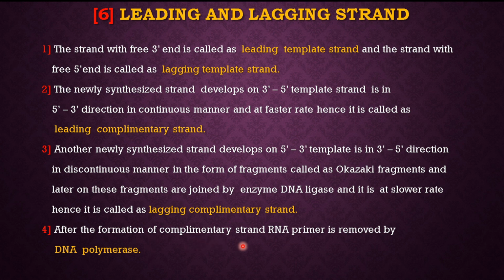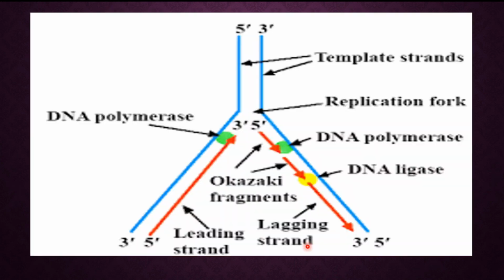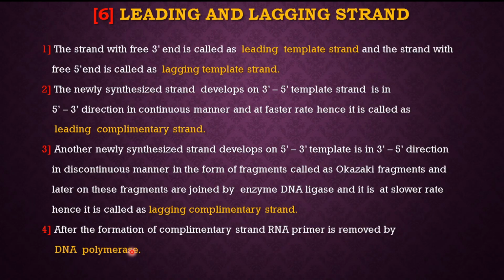After the formation of the complementary strand, the RNA primer is removed. Now the purpose of this RNA primer is over. What is the function of this RNA primer? It is just to form a new strand. Here also a new strand is formed, here also a new strand is formed. Now when the RNA primer proceeds here and comes up to the 5' end, its work is over. Newly strand formation took place. So this RNA primer is now removed by one enzyme called DNA polymerase. So here we have completed the leading and lagging strand.